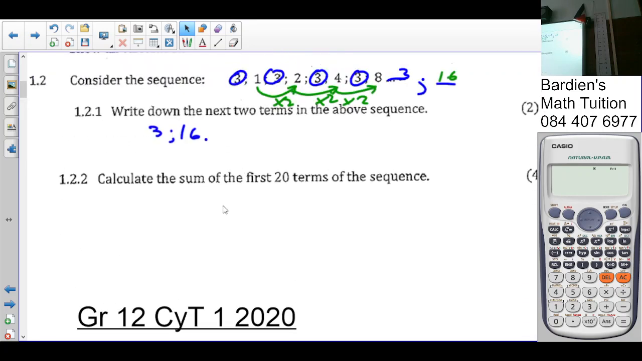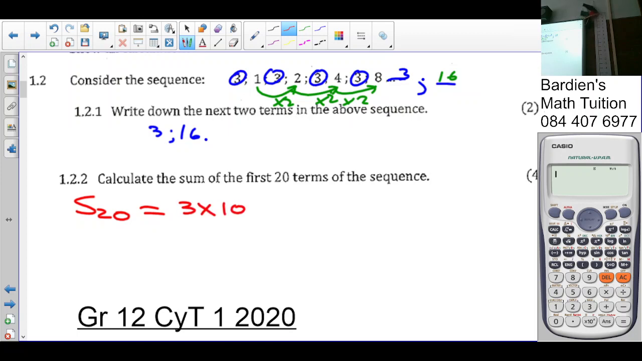Right, so let's look at the next one. It says calculate the sum of the first 20 terms of the sequence. So what do you notice here? Half is going to come from one, and the other half is going to come from another part. Can you see that? So you got the sum of 20 terms. Of course, it's going to be 10 threes. Not so? You got 3, 3, 3, 3, 3, 3, 3.